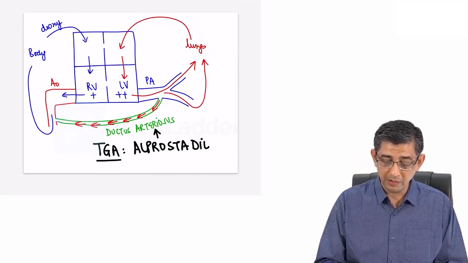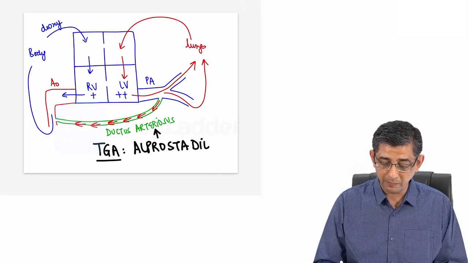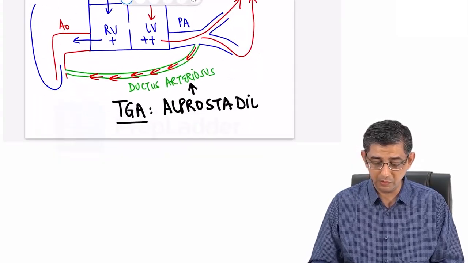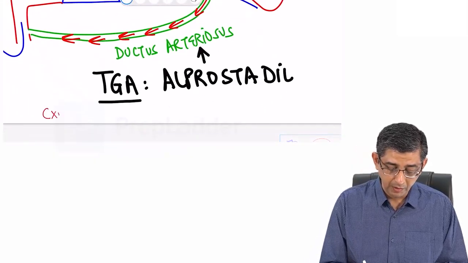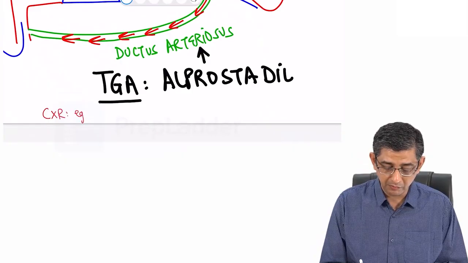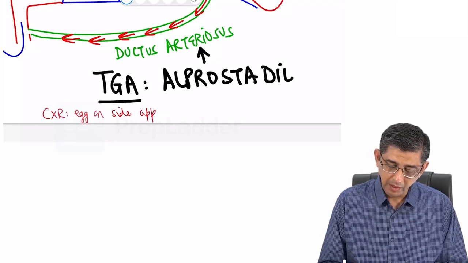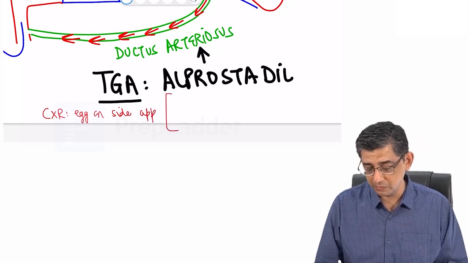Over and above this, some additional information can also be put up by the examiner in the question, so I'll just mention that additional information also. If that is given, great. Radiological finding of this condition would be called egg on side appearance. I can mention related MCQs here also.